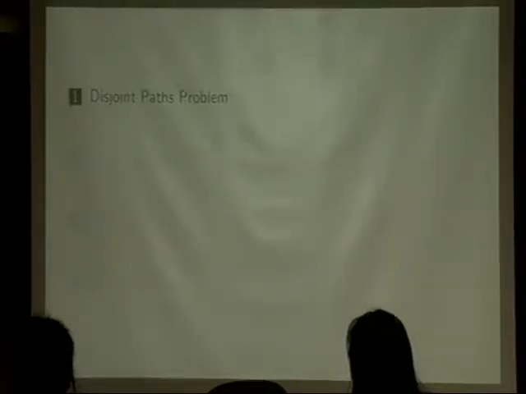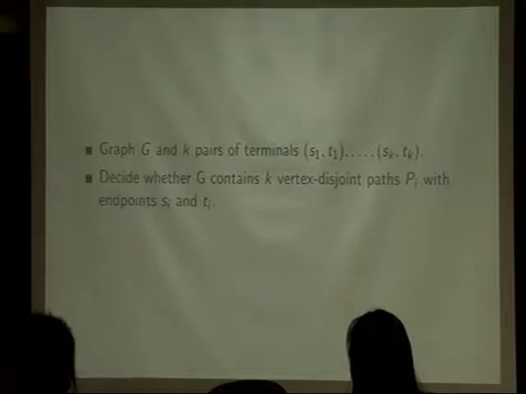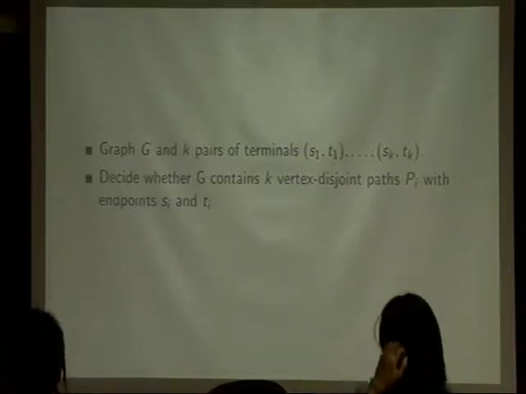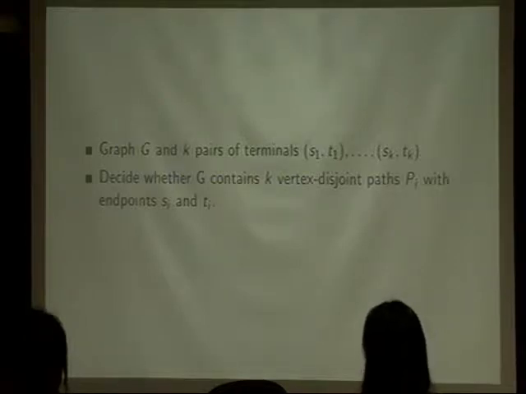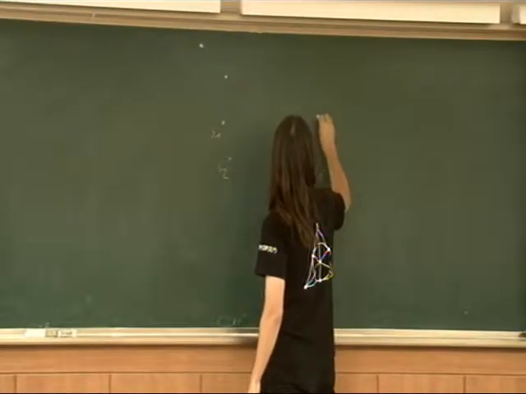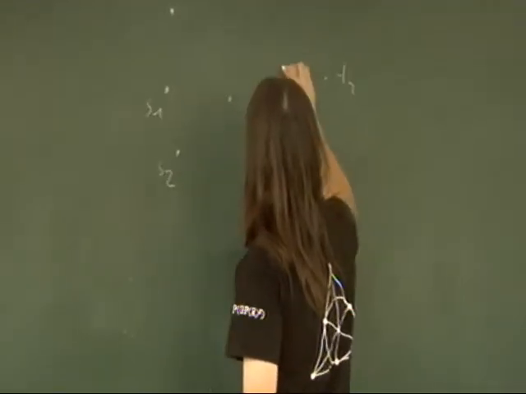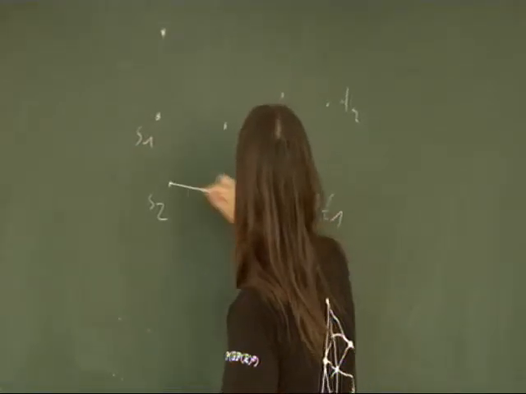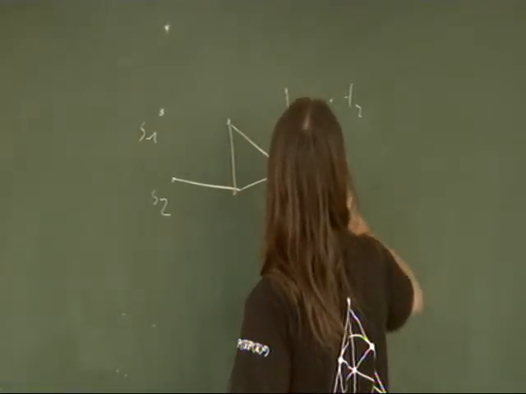Okay, so what's the disjoint paths problem? Given a graph and k pairs of terminals, we want to decide if there are vertex disjoint paths connecting the endpoints of the pairs of terminals. Then a simple example would be like we have node S1, T1, S2, T2, and there's some graph in between, maybe like this.